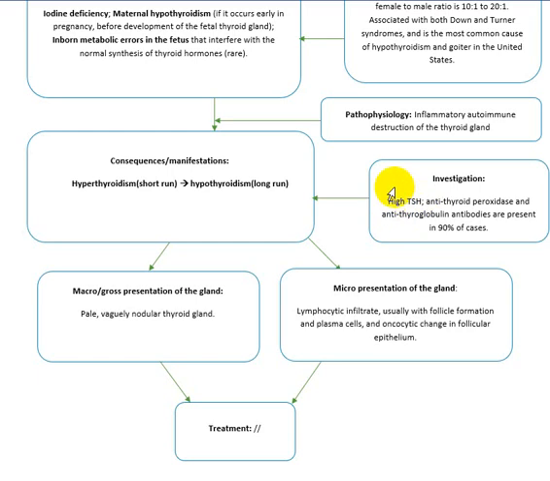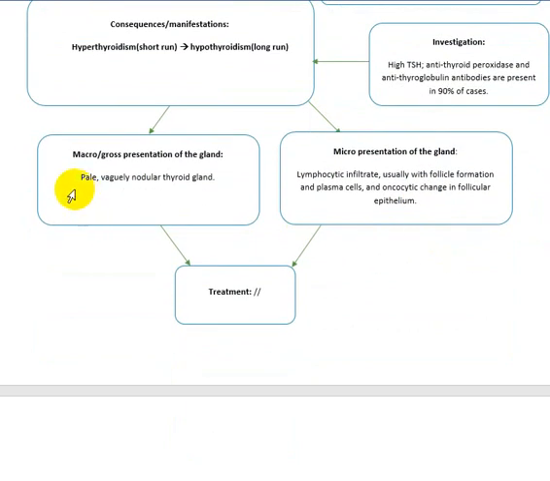High TSH. So you see that here the person is going to have high TSH because there is not enough thyroid hormone to do a negative feedback on TSH. Anti-thyroid peroxidase and anti-thyroglobulin antibodies are present. So these antibodies are going to cause a destruction. Anti-thyroid peroxidase and anti-thyroglobulin antibodies are present in 90% of cases.